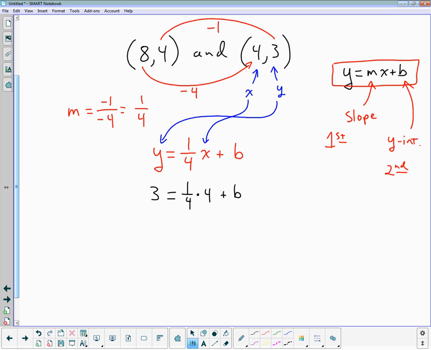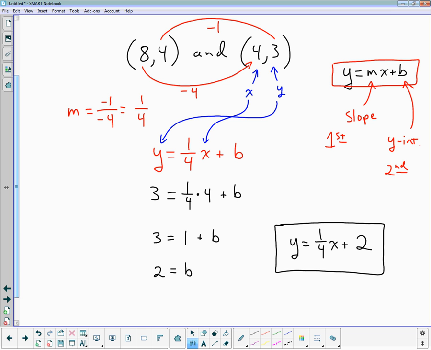Now, we can simplify. What's 1/4 times 4? Right, 1. Excellent. And now we subtract a 1 from both sides to get b alone. So b is 2. So we plugged in things, simplified, and then found the b. And now all we have to do is write our answer down: y equals 1/4 x plus 2. We're going to do another example in a minute. Take a second, make sure you copied all that down, and then we'll do 1 or 2 more.